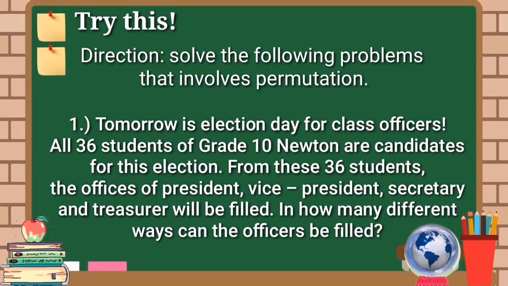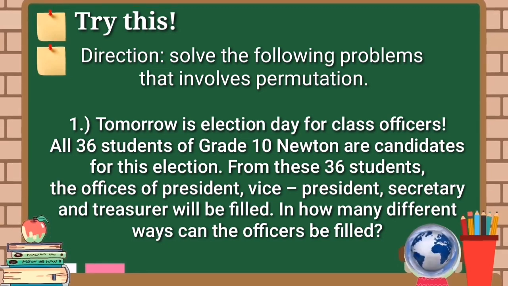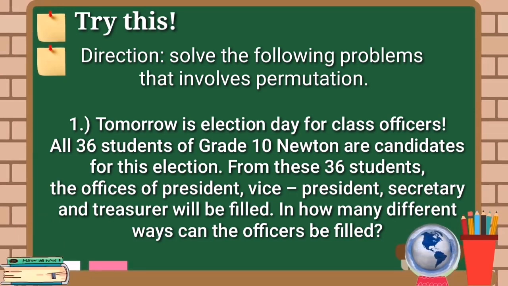To measure your learning, let's try this. Direction: solve the following problems that involve permutation. Number 1. Tomorrow is election day for class officers. All 36 students of Grade 10 Newton are candidates for this election. From these 36 students, the offices of President, Vice President, Secretary, and Treasurer will be filled. In how many different ways can the officers be filled?